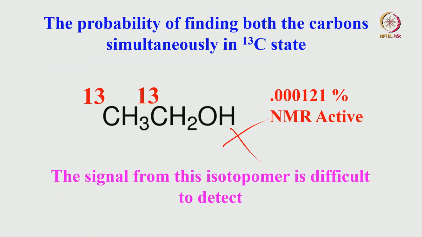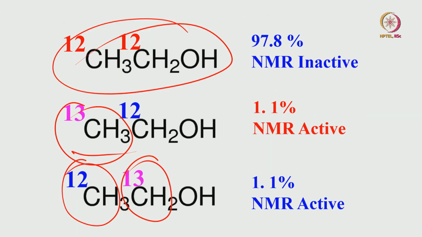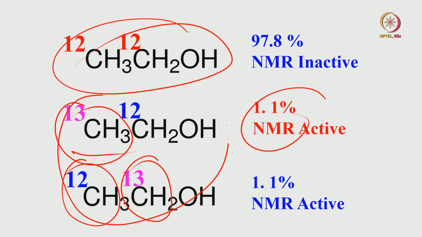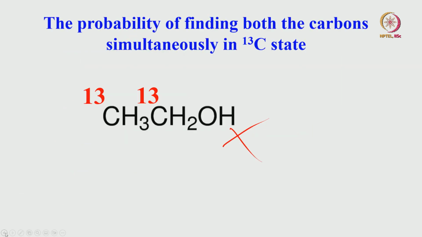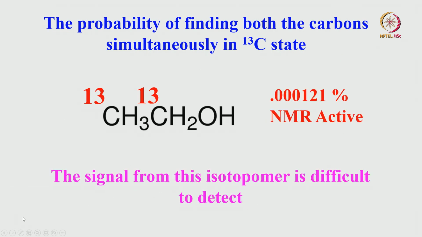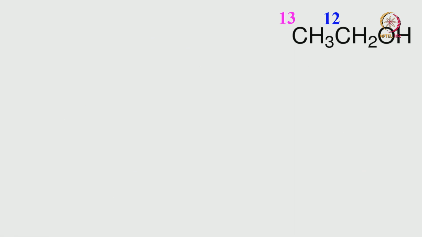We have to worry about only these two molecules. Anyway, this is NMR inactive. So we will not worry about the first molecule, we will not worry about the last molecule here. We will only worry about the second and third molecule. How does the carbon-13 spectrum come? We will see.